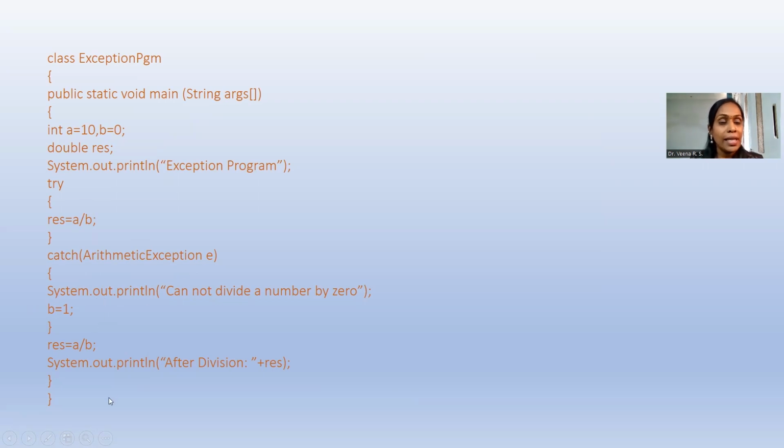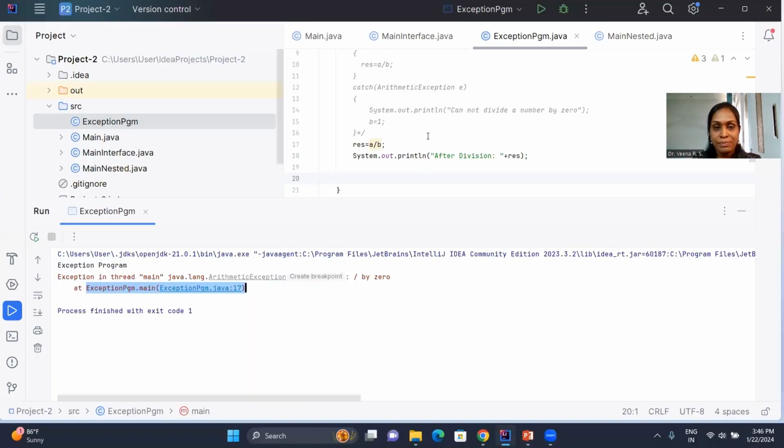What I have written in the catch method is System.out.print "cannot divide a number by 0". I have written that statement explicitly. After that, suppose I want to set the B value to 1. So if you are trying to divide a number by 0, it should become 1. And after the catch block, the next statement I have written is result equal to A by B. That means the new value of B now is 1, not 0. So the output of this program will be something like this.